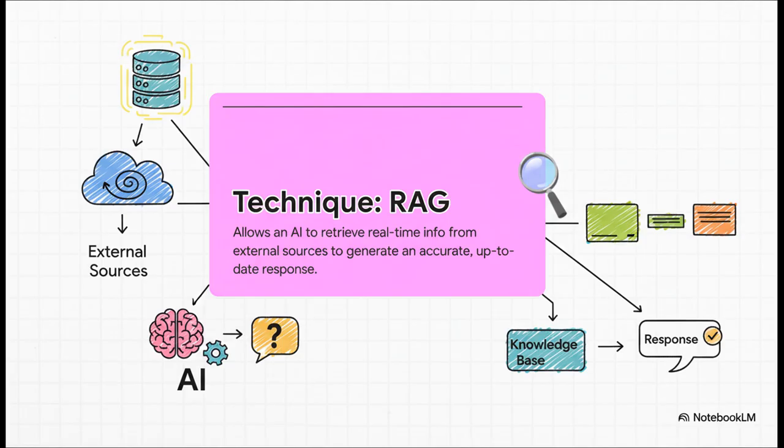Think of it like giving the AI the ability to do a quick, real-time search before it answers your question. It can look up the very latest info from, say, your new product docs, and then use that to give you an accurate, up-to-the-minute response. It's a total game changer for keeping things current.